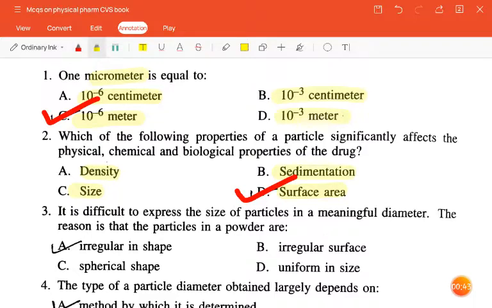The next question is: it is difficult to express the size of the particles in meaningful diameter. The reason is that particles in powders are irregular in shape, irregular surface, spherical shape, or uniform in shape. So the correct answer is irregular in shape.